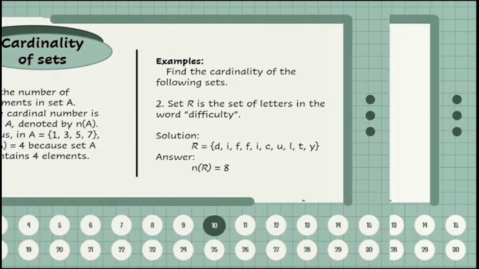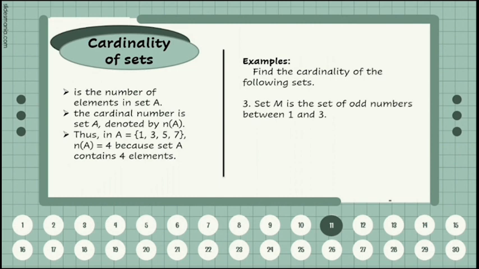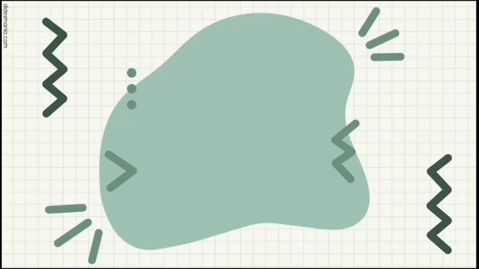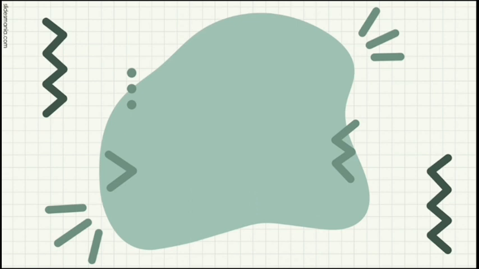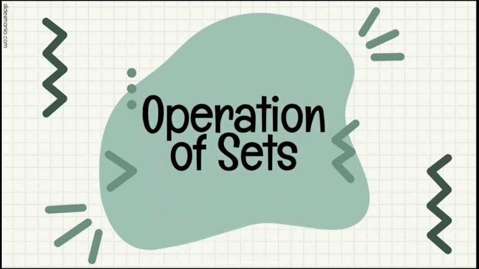Alright? So another example, set M is the set of odd numbers between 1 and 2. Our M is equal to the null set or empty set because we didn't have any odd numbers between 1 and 2. I mean 1 and 3. Therefore, the cardinality of set M equals 0. Okay? Understood? So, let's move on now to operations of sets.